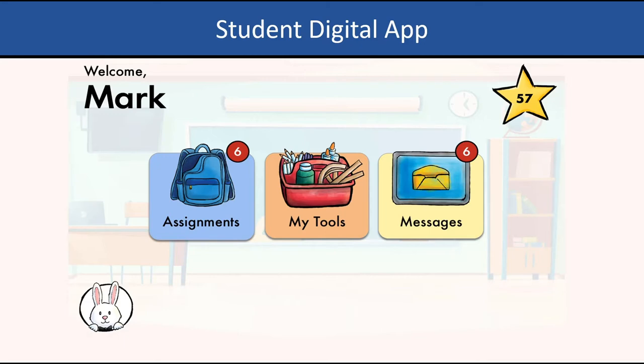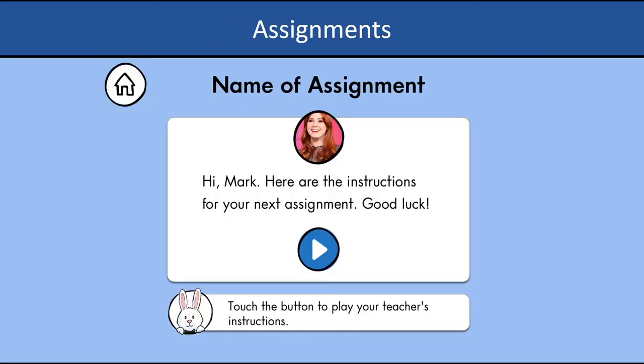There are also three icons on this page: Assignments, My Tools, and Messages. In the tutorial, your child will learn that a red badge indicates they have a new assignment or message. To complete a lesson the teacher has assigned, children go to Assignments. Your child may be notified of assignments through a platform such as ClassLink or Google SSO. Otherwise, your child will need to check the app for new assignments.